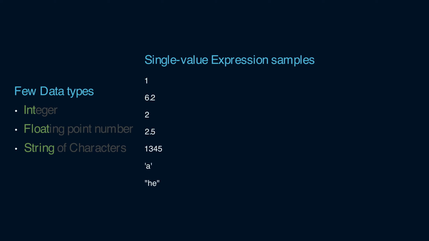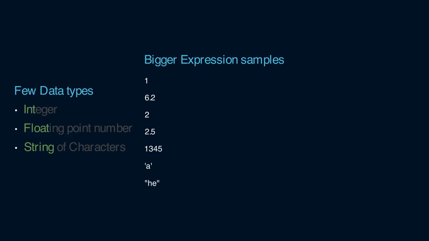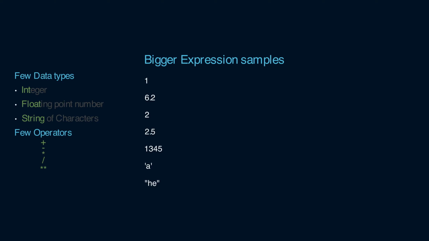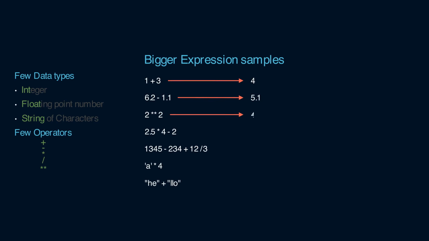To make bigger expressions, use multiple values and operators. 1 plus 3, 6.2 minus 1.1, 2 squared, and so on. And even string a times 4, or adding two strings. All these are meaningful expressions in Python. Python evaluates an expression of any length, and reduces it into a single value.